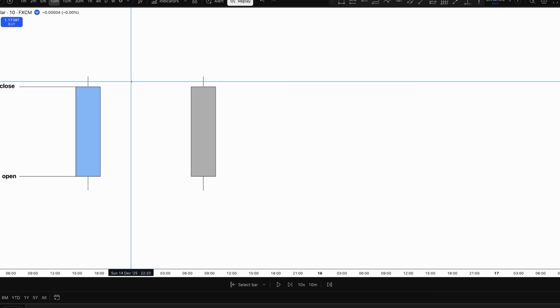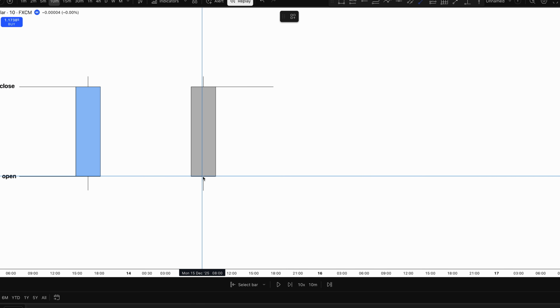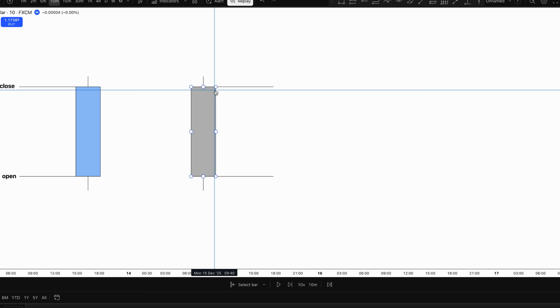Obviously, this next candle is a bearish candle, meaning the open price is higher than the close price. So within this 1 hour of price action, the market actually traded lower.